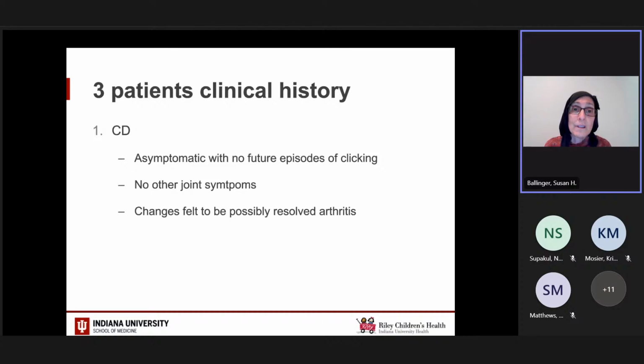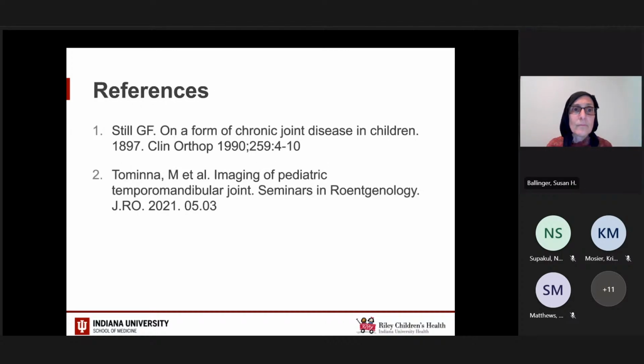And because she was asymptomatic, we decided to repeat her MRI in 3 to 6 months just to see if any changes happened. She had no change after 6 months. And so we've told the family, we think this is maybe old JIA. This could have just been something congenital or maybe from an unrecognized injury. And she's going to be a patient we'll see back again as needed.